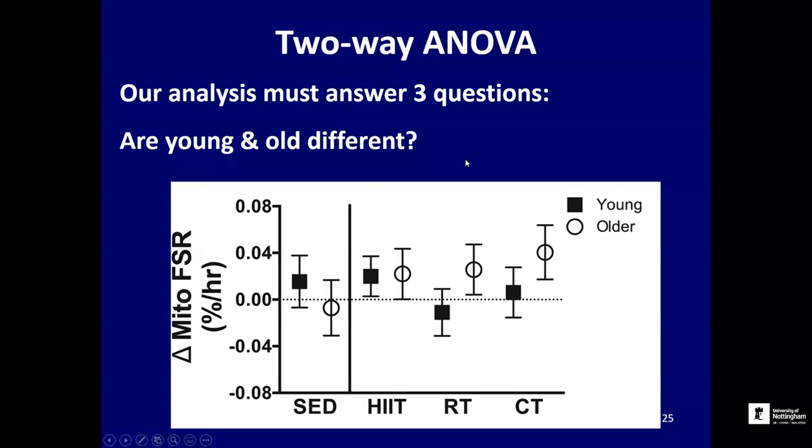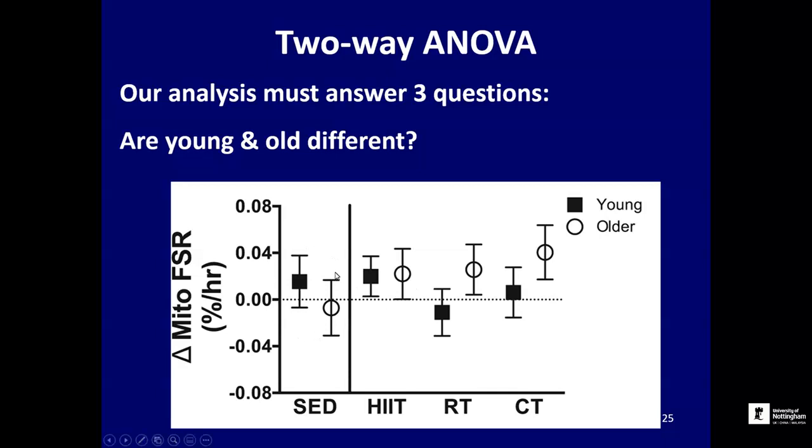If you remember, we're trying to answer really 3 questions simultaneously relating to those 3 null hypotheses. Are young and old people different? In order to figure that out, we need to compare the squares, the dark squares, with the open circles. So kind of ignoring the exercise regime down here, in your mind's eye, try and ignore the exercise regime and just look at the dark squares versus the open circles. Is there evidence for higher protein synthesis in one age group or the other? It's not really very obvious.